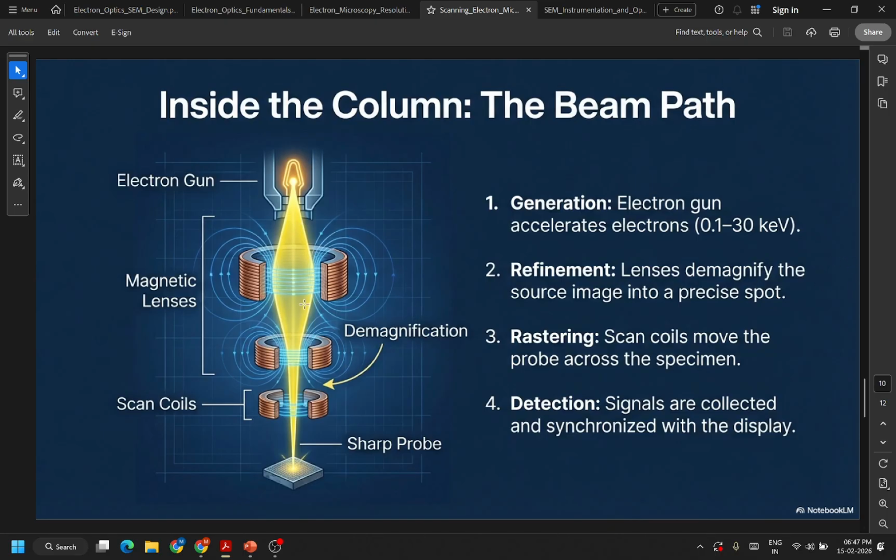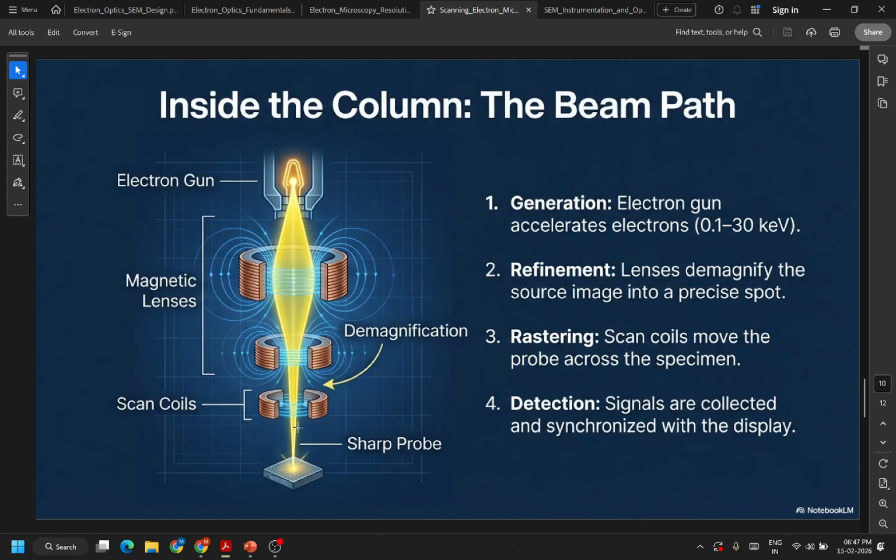One difference between photon optics and electron optics is called demagnification. In photon optics, we focus on magnification, but here we are demagnifying. So our source is in microns. We just studied thermionic sources; they are in microns. So the electron column is used to demagnify that micron level source into a spot size which is a few nanometers across. This is called demagnification, which is done by magnetic lenses.